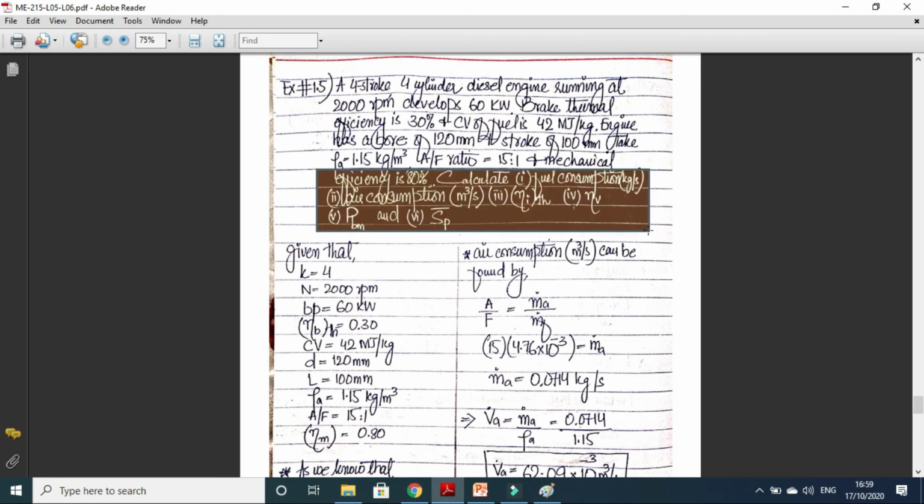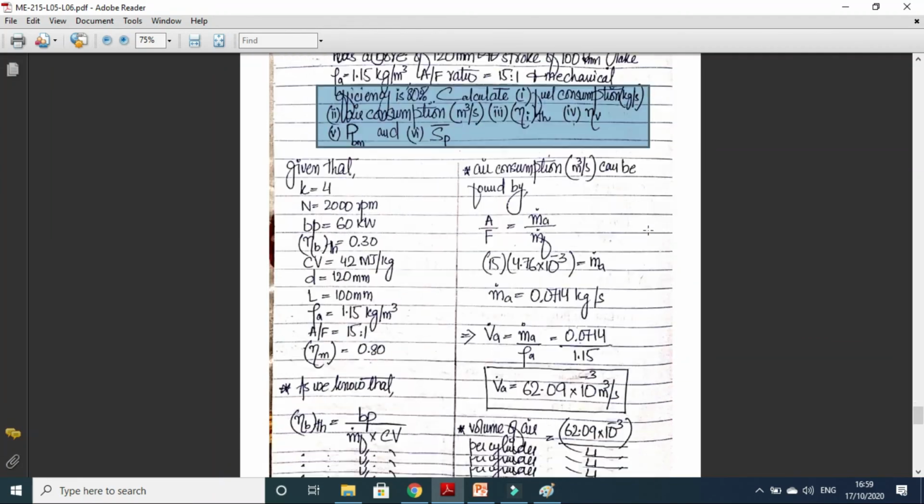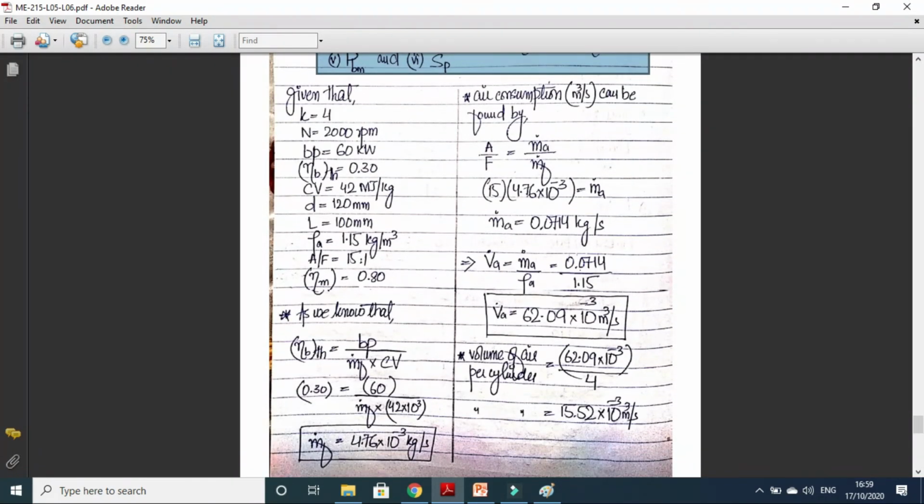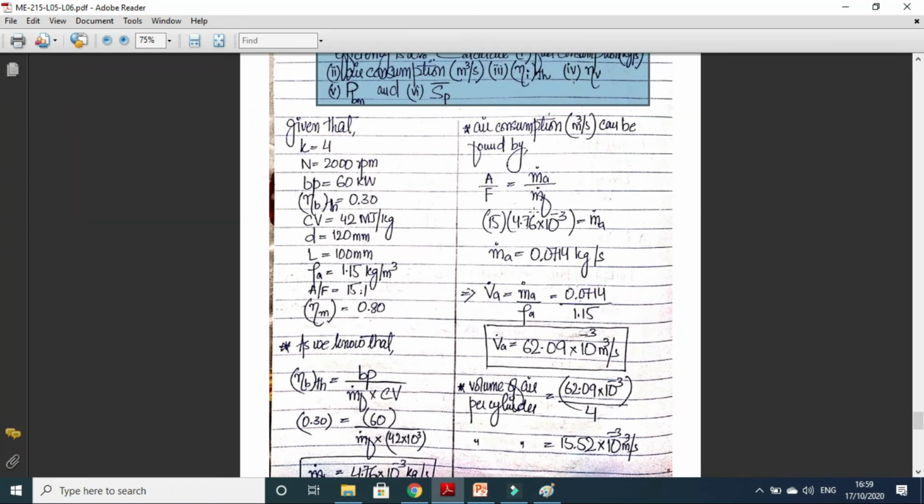So we should use different formulas for different parameters. Let's start with the brake thermal efficiency formula. Brake thermal efficiency is given, brake power is given, calorific value is given. So with this formula we can easily find the mass flow rate of fuel. When the mass flow rate of fuel is known, with the help of air fuel ratio you can find the mass flow rate of air.